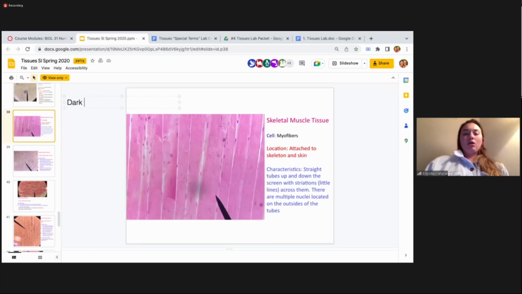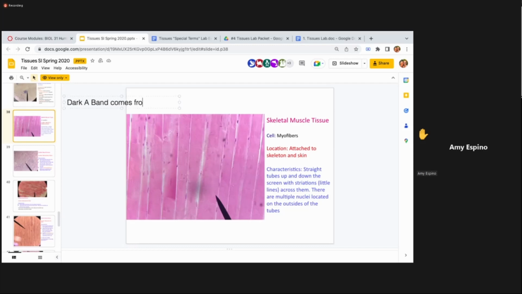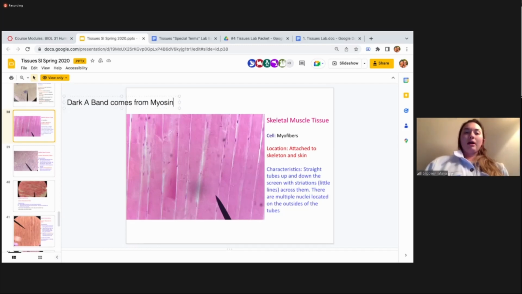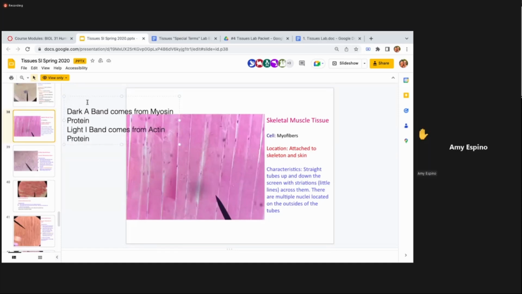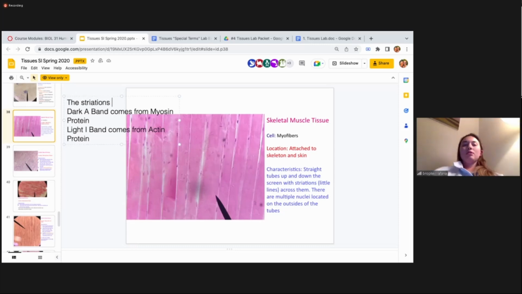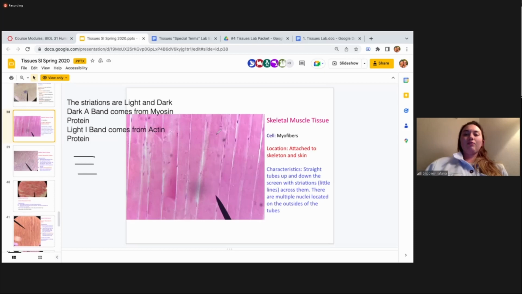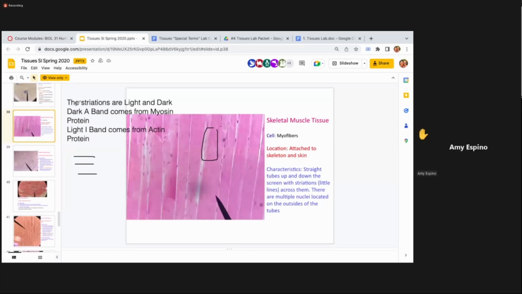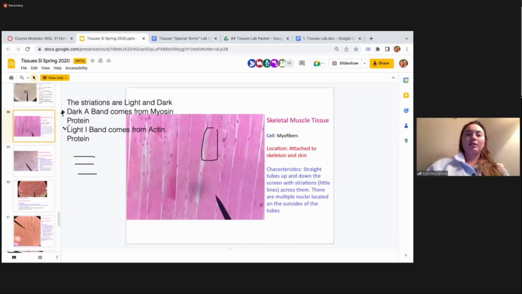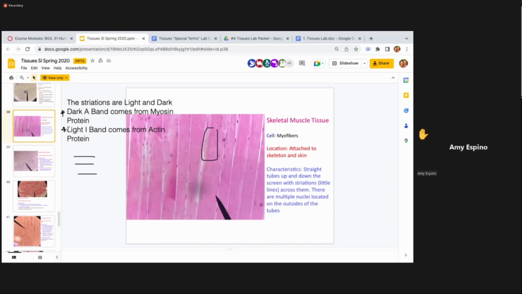The dark A band comes from myosin protein, and the light I band comes from actin protein. And then asking where the striations come from, the striations are light and dark. So it would basically be a dark line, a dark line, a dark line. And if you look, that's what this is. See how there's a dark and then a light and then a dark and then a light? The dark part is myosin and the light part is actin. Got it. Okay. Thank you.